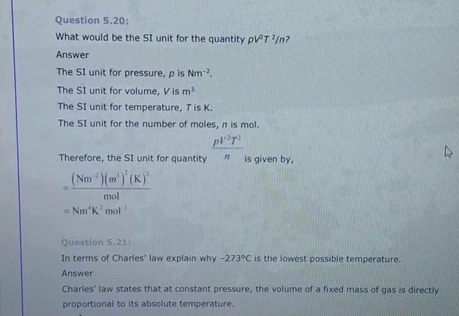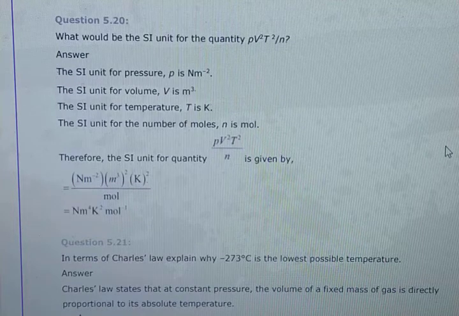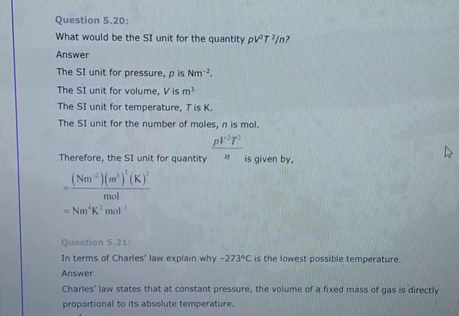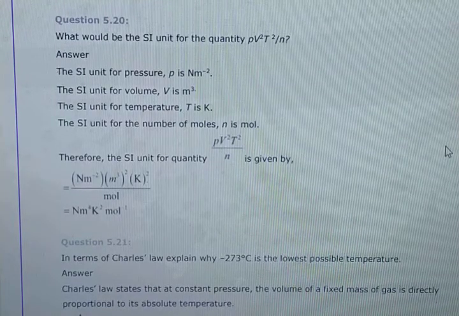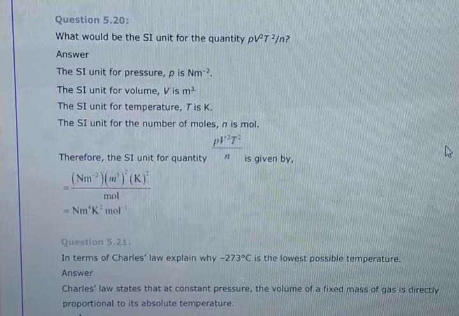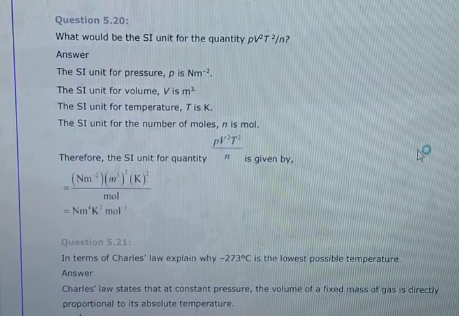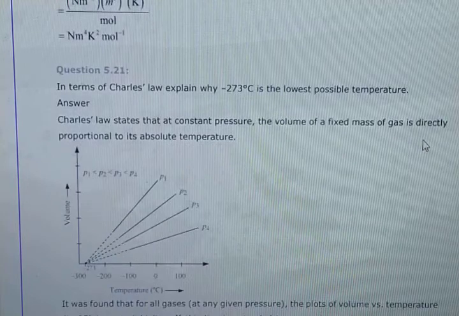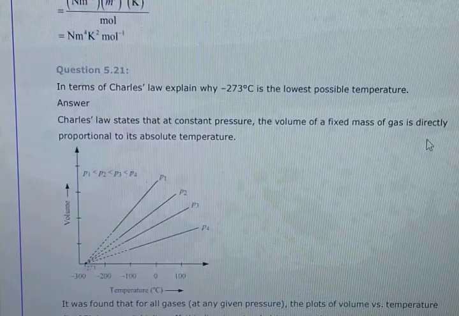In terms of Charles' law, explain why minus 273 degrees Celsius is the lowest possible temperature. Charles' law states that at constant pressure, the volume of a fixed mass of a gas is directly proportional to its absolute temperature. So here you can just see a temperature versus volume graph.